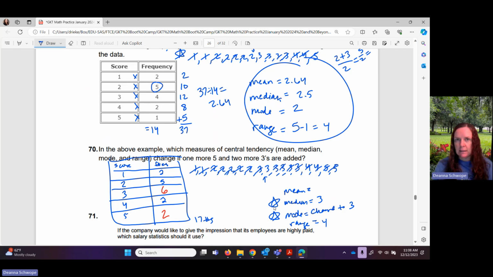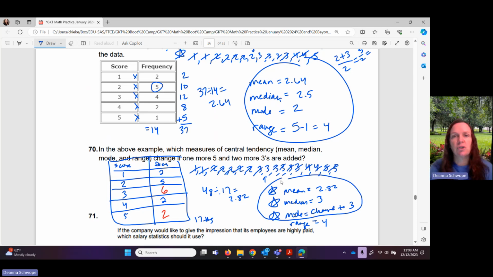And I imagine the mean's going to change because we've added something else. I added these previously, and it was 48 divided by 17, which comes out to 2.82. So 3 of the 4 changed when I added additional items.